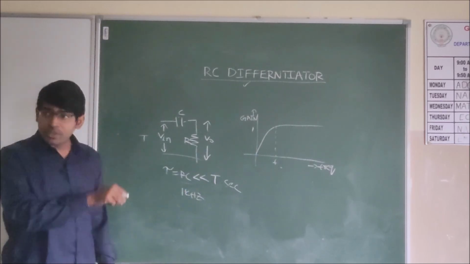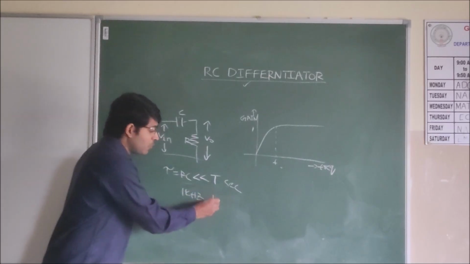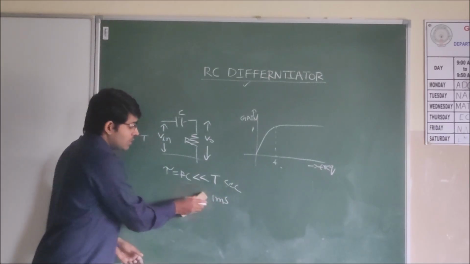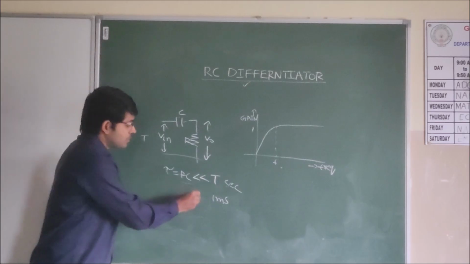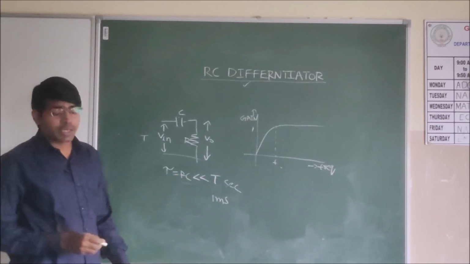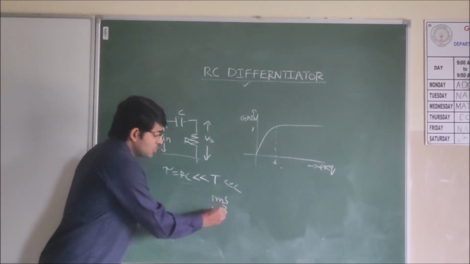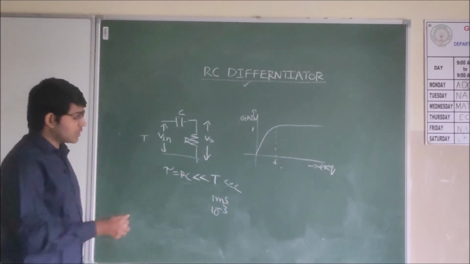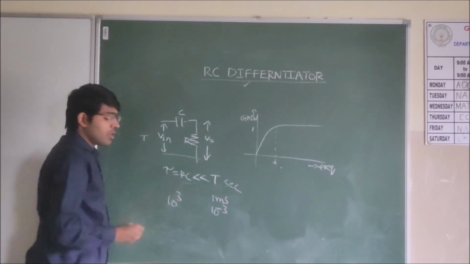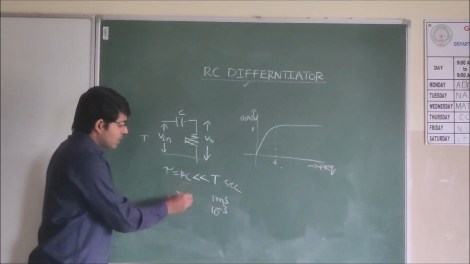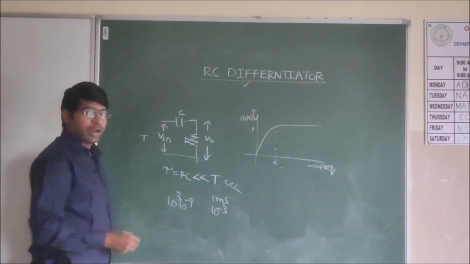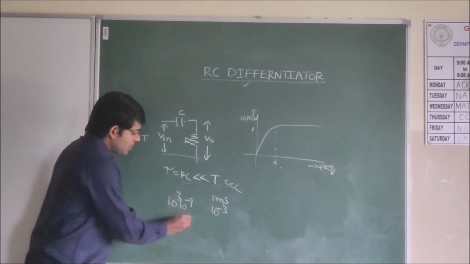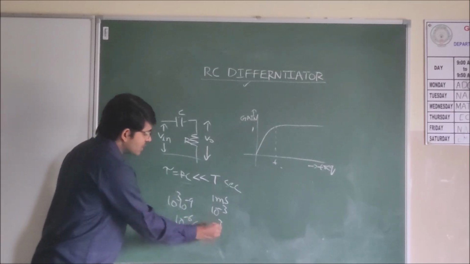We are taking the frequency as 1 kHz. The time period will be 1 millisecond. As the time period is 1 millisecond, the R and C values we should take in such a way that R into C must be less than 10 to the power minus 3. I am taking the resistance value 1 kilo ohm and the capacitance value, for example, 1 nanofarad. Definitely this will be very much less than 10 to the power minus 3.